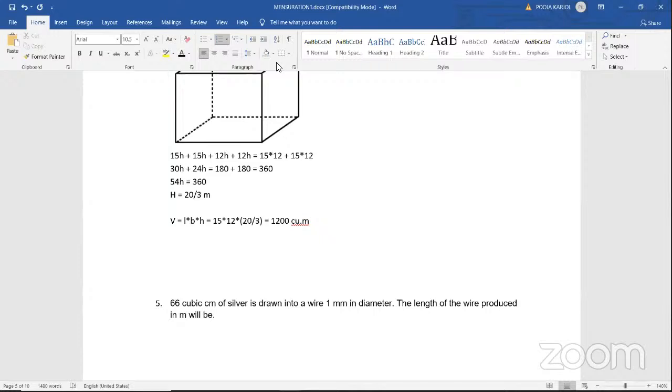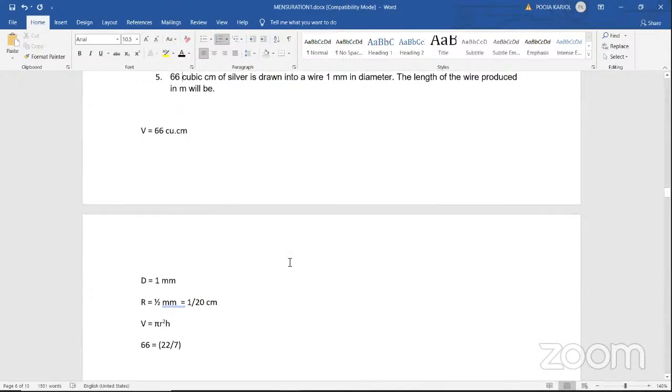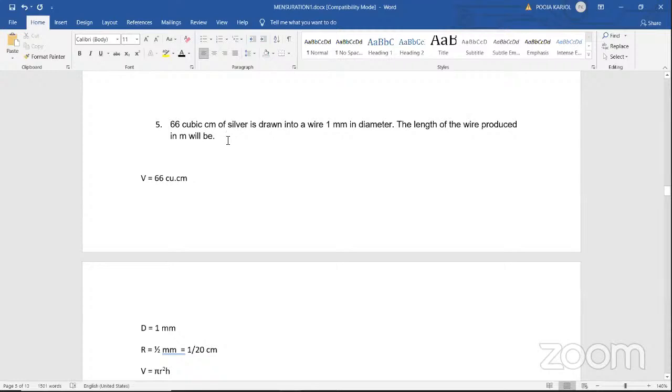What will be the shape of this wire? Cylinder, correct. They've given the volume, which is 66 cubic centimeters. The diameter of the wire drawn is 1 mm, and the radius will be half mm. But we have to find the length, so all of the units have to be the same. So convert the mm into centimeters.